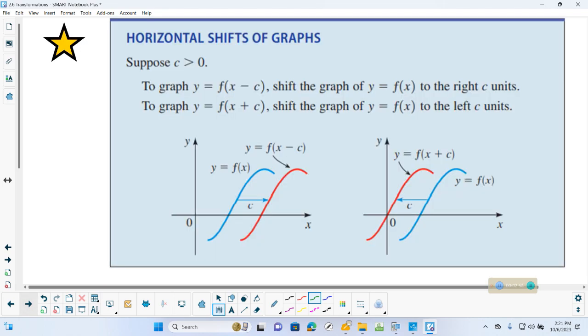Now, horizontal shifting left and right. This time, the values are in the parentheses, added or subtracted to x. If you subtract a value, that ends up moving it to the right. And if you add a value, it moves it to the left.